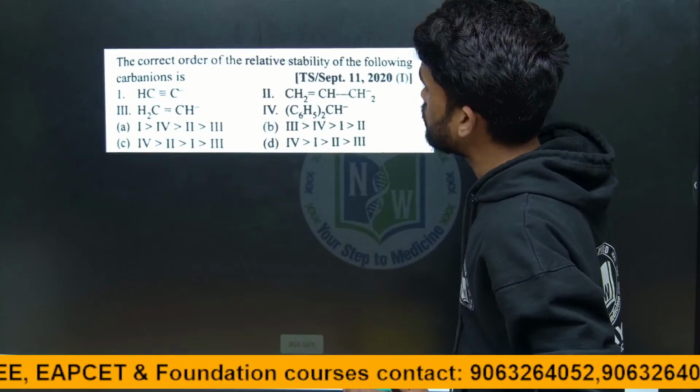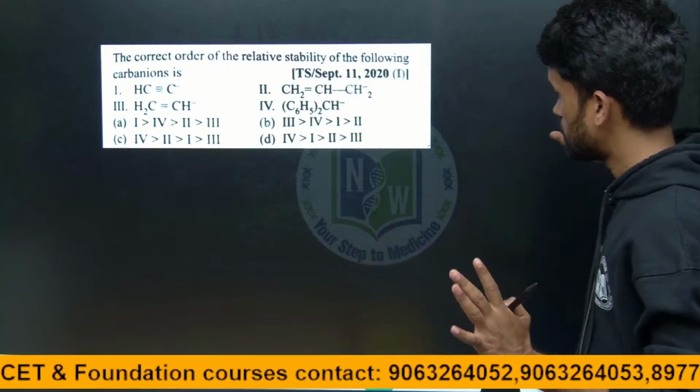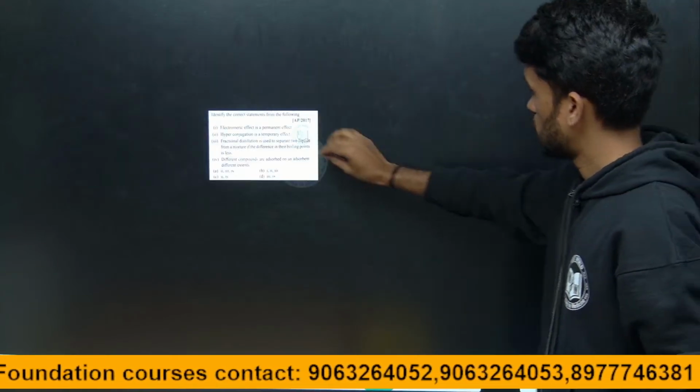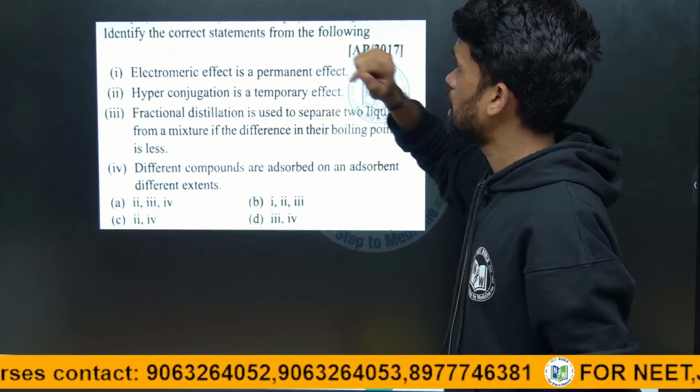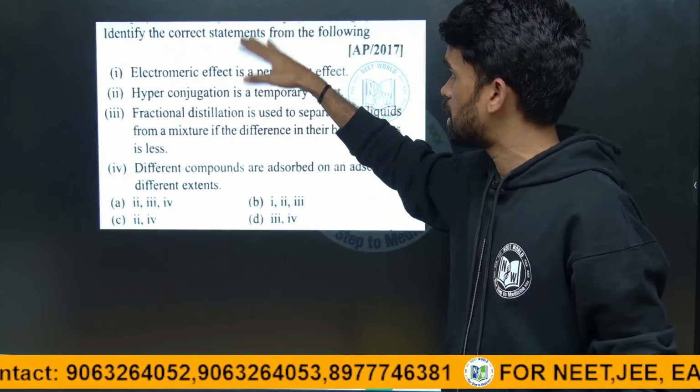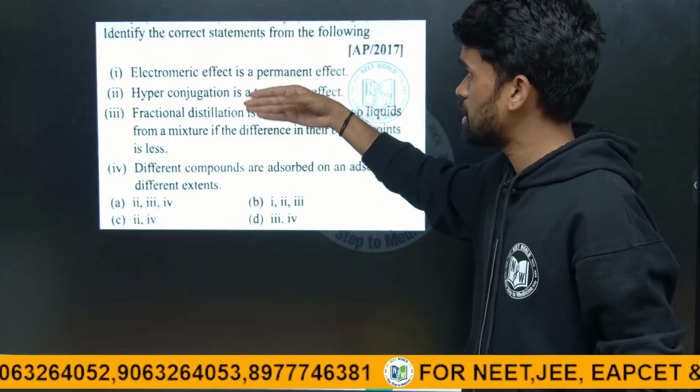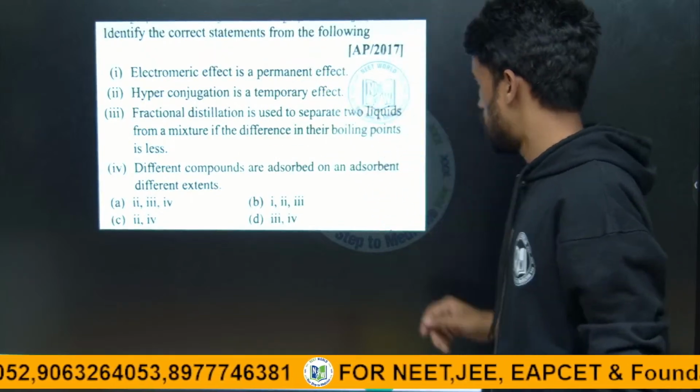Write the stability order of this carbanion. Look here, electromeric effect, we know that is a temporary effect, but here it says permanent effect. Like that, it is a directly statement based question. You can also solve this.